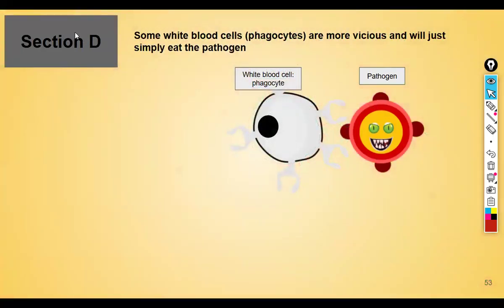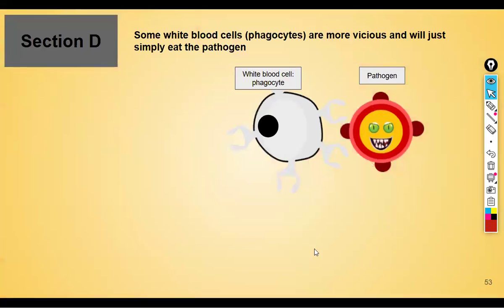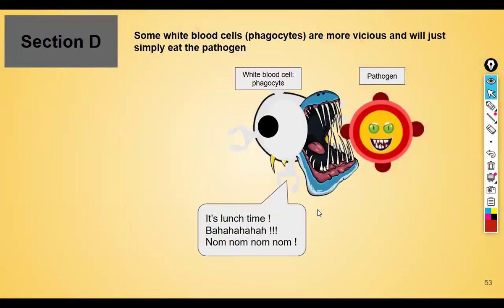And this here is the phagocyte. This is a different type of white blood cell. The phagocyte doesn't investigate the pathogen, he just eats him. He's the caveman, but you all know that already. So that's my depiction, or my imagination, of the phagocyte just eating the pathogen. He doesn't care.